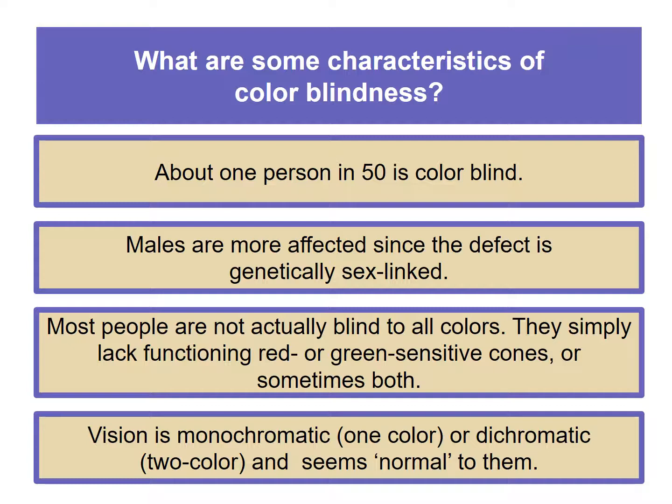So some characteristics of colorblindness: about 1 in 50 people are colorblind. Males are more affected since the deficit is genetically sex-linked.